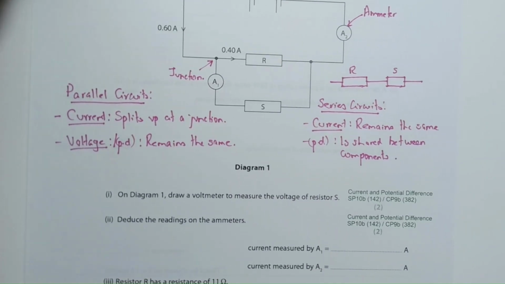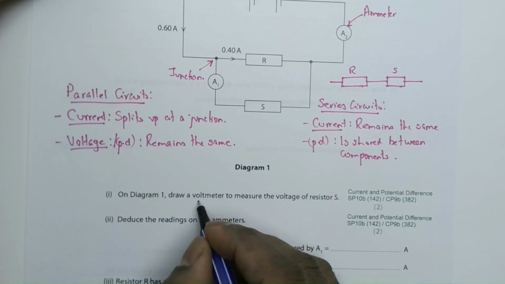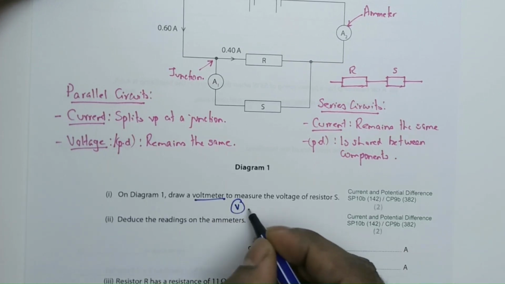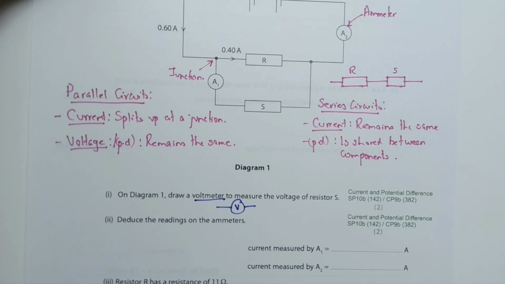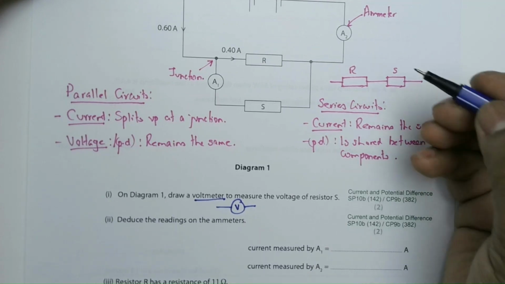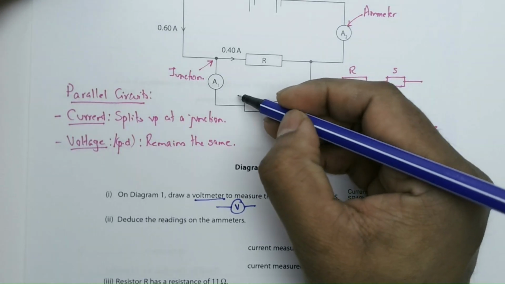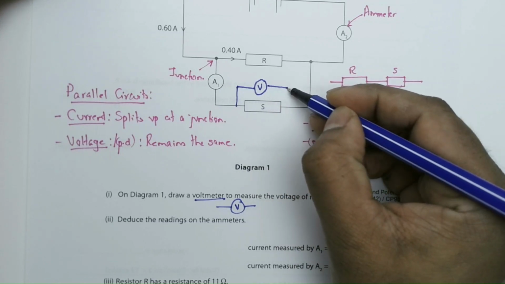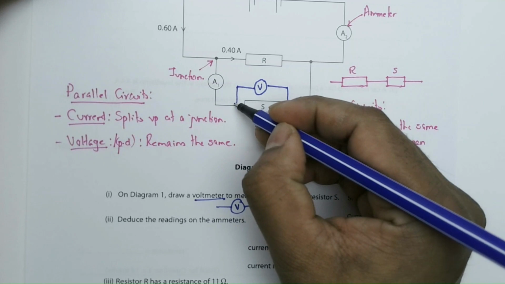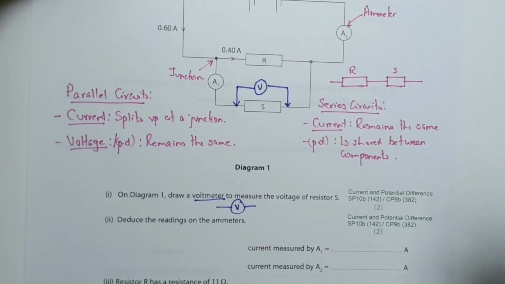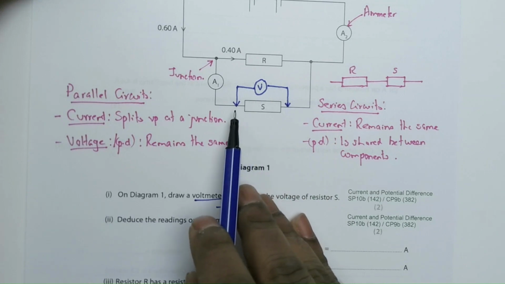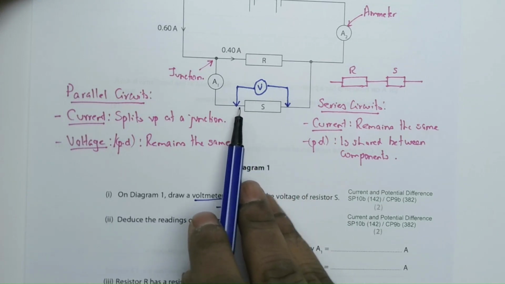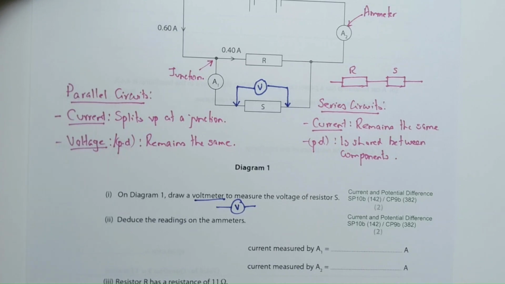On diagram 1, draw a voltmeter to measure the voltage of resistor S. So they want you to draw a voltmeter. Now remember, the symbol for a voltmeter is a V in a circle. So how do you connect a voltmeter across S? You can either connect it below or above. Since I have space in between, I would connect it over there. I could put an arrow. The reason it's called the potential difference is because you're connecting it across, so it measures a difference in the potential as it goes in and comes out and gives you a value which is your voltage.